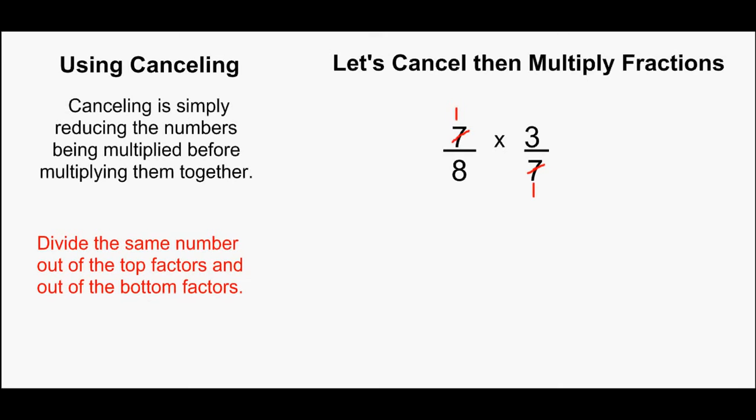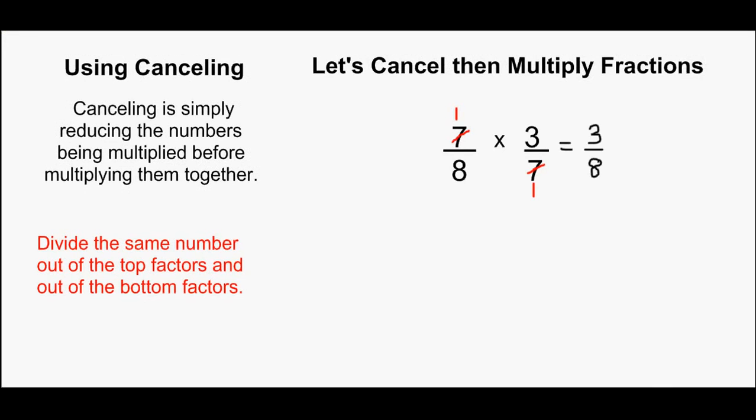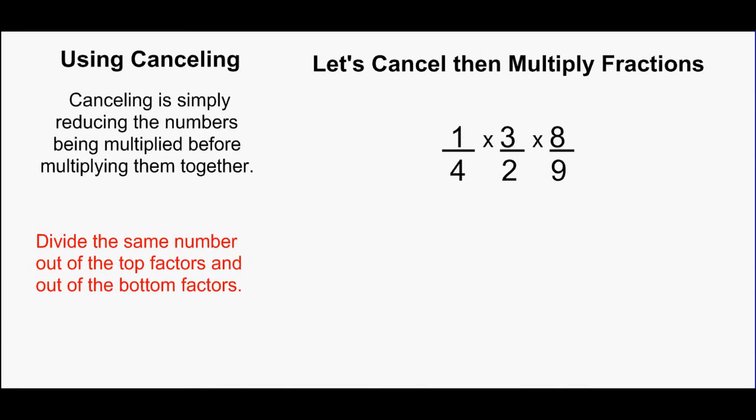Let's try another one. 7/8 times 3/7. I can divide 7 by 7 and get 1 on top. I can divide 7 by 7 and get 1 on the bottom. Now, I multiply straight across. 1 times 3 is 3. 8 times 1 is 8. My answer is 3/8. Let's practice canceling by multiplying 3 fractions together.